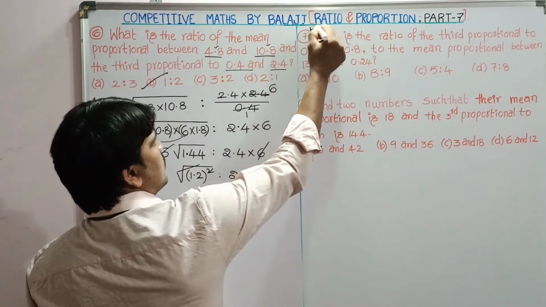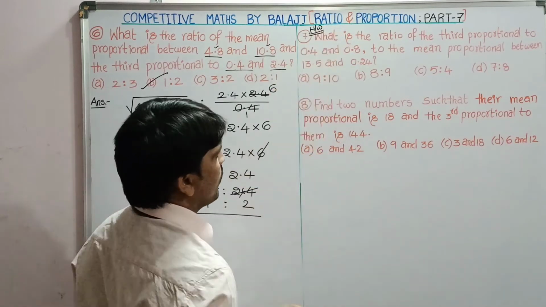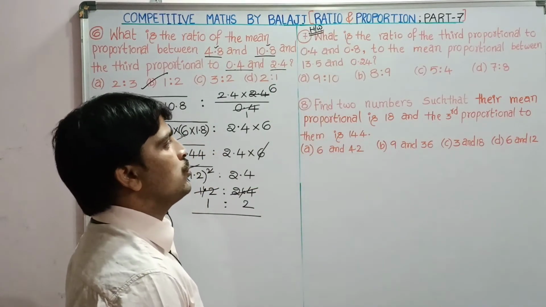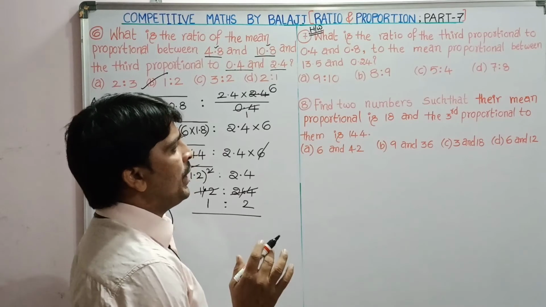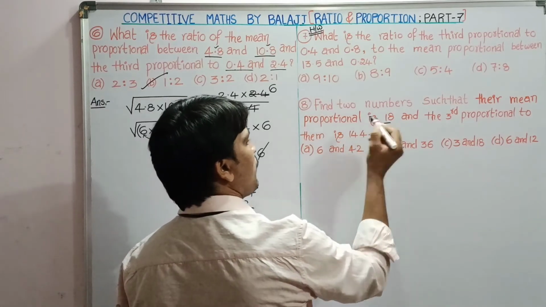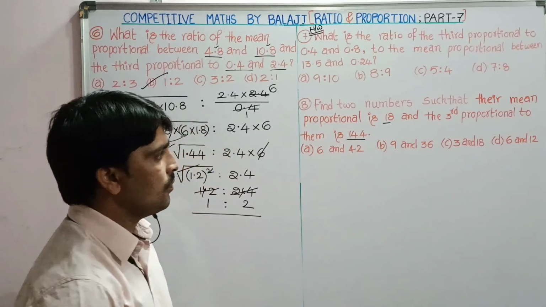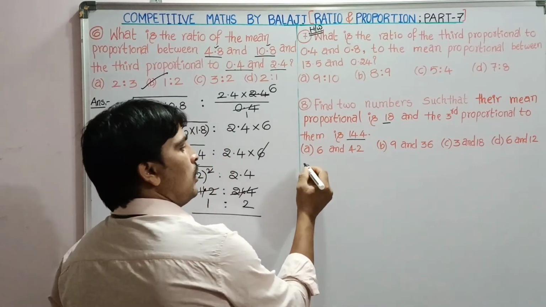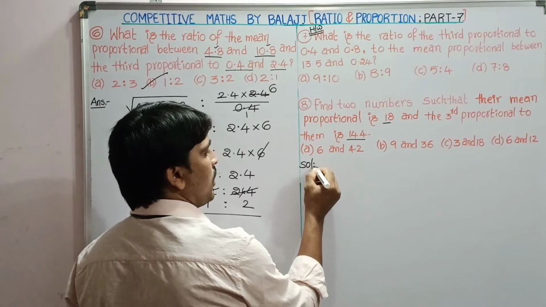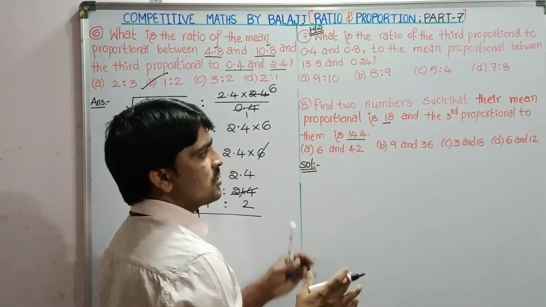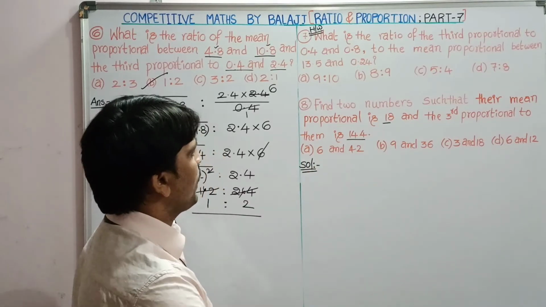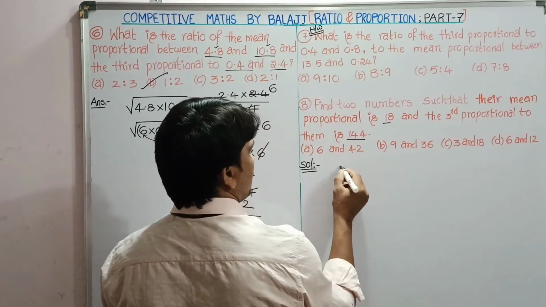Seventh one is homework. Eighth one: find two numbers such that their mean proportional is 18 and the third proportional to them is 144. So let us see the solution by options, as the process is very lengthy. Consider option A.